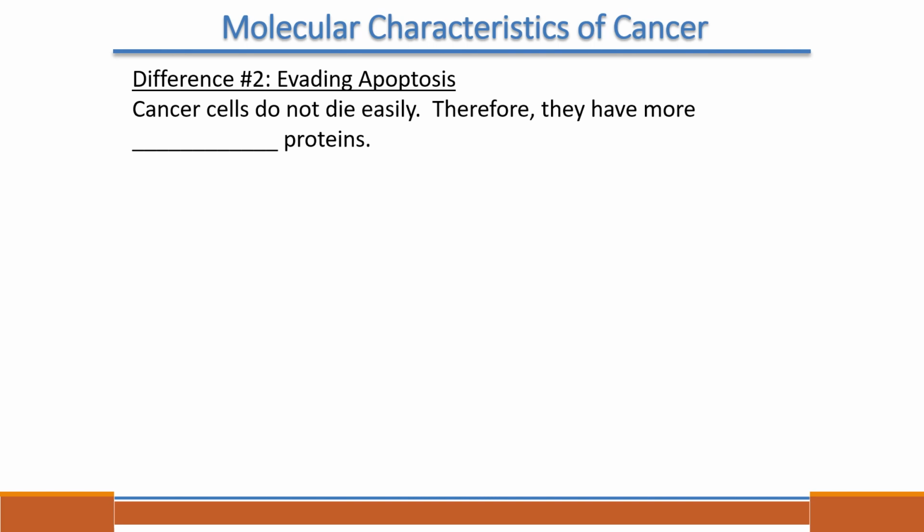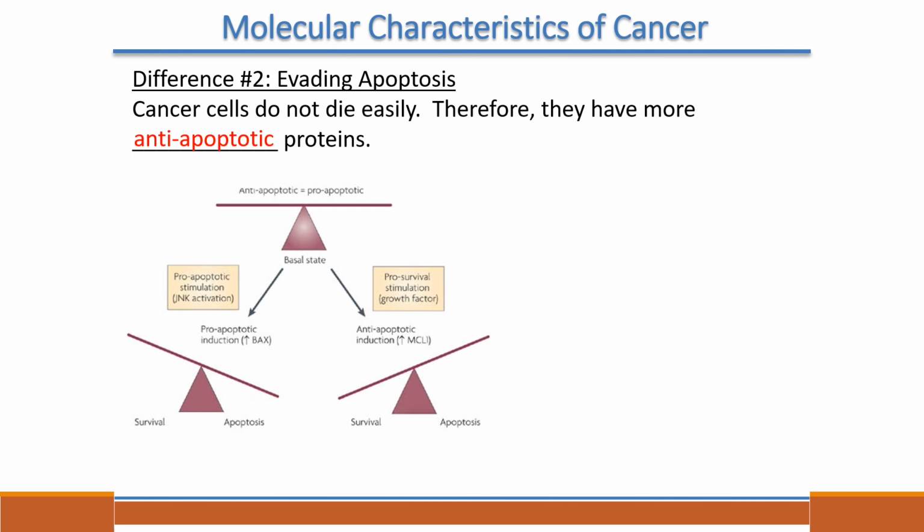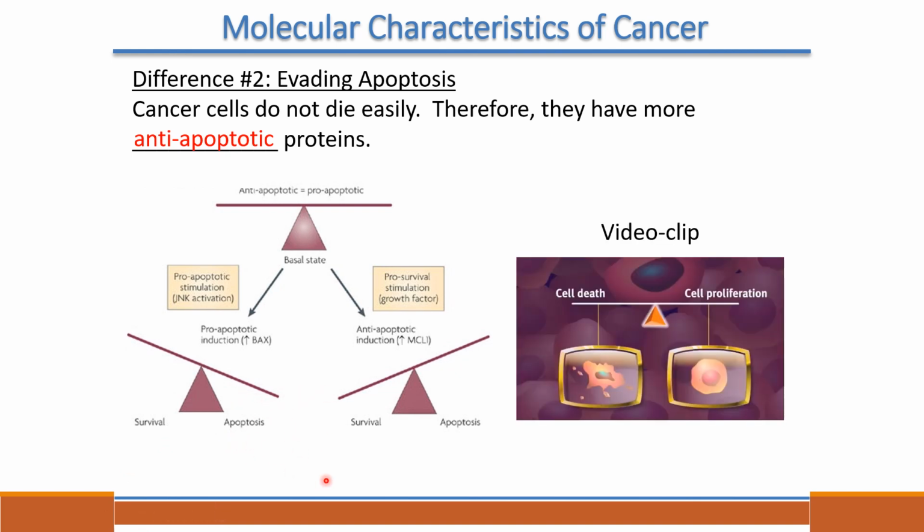So now we are going to talk about how cells avoid apoptosis. Cancer cells don't die easily, therefore they have more anti-apoptotic proteins. As we saw in the previous case, this will be the case of cancer cells that, independent of what is happening in the cell, how much damage, there are more survival signals. And I'm going to show you a video that summarizes all these topics.